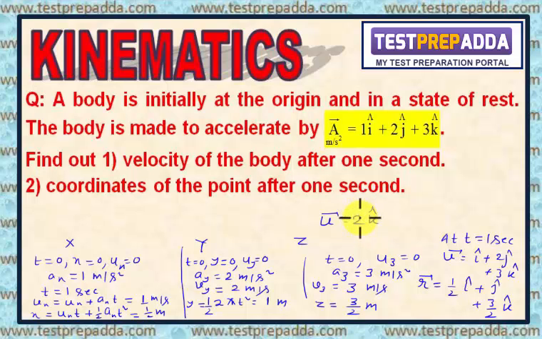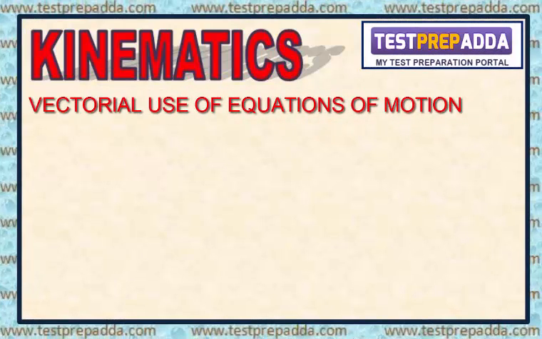Got the idea? For example, if the initial velocity is given as 2k, then at t is equal to 1 second, you can get vz equal to how much? Initial you will write 2, that is uz, plus azt, and if you substitute az as 3, then it becomes 3 into 1, 3. 2 plus 3 becomes 5 meter per second.